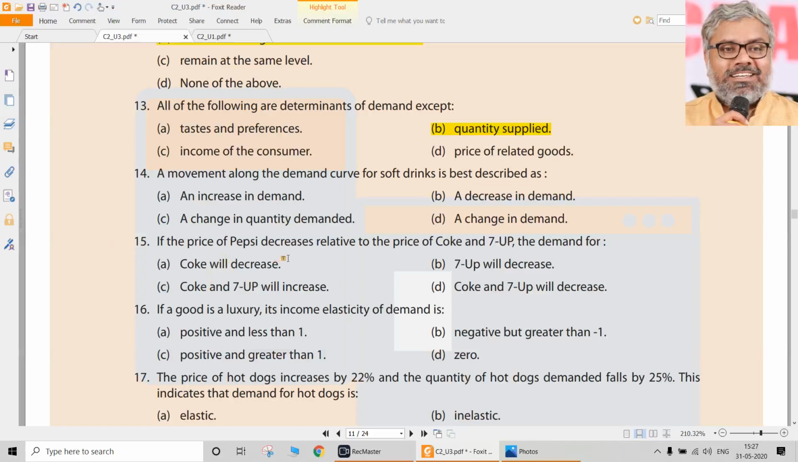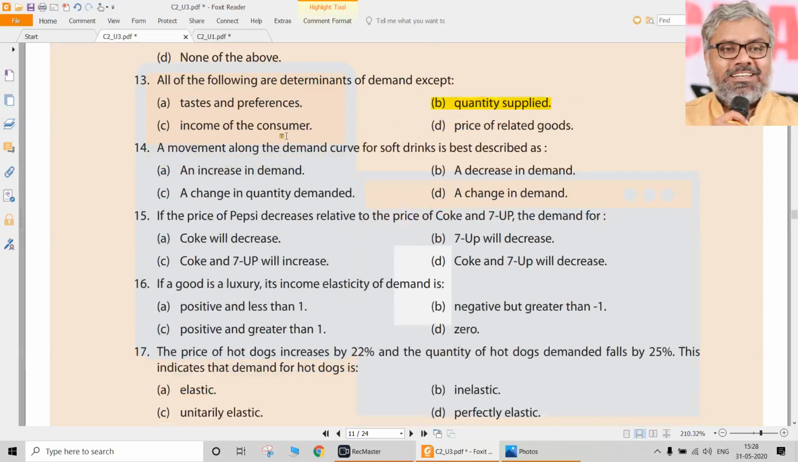Quantity supplied will not have impact on demand. It will have impact on the price of the product, yes, that we will see later. But definitely it will not have impact on the demand directly. So there is no relationship directly between the quantity supplied and quantity demanded, because the demand or quantity demanded depends upon these factors. Taste and preferences, yes. Income, yes. Price of related goods, yes. These are all determinants of demand, we can say. Quantity supplied is not a determinant of demand. So that is why question number 13, option is B, Bombay once again.